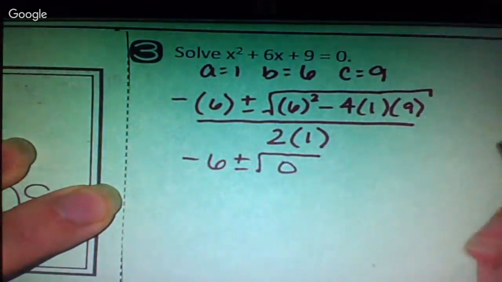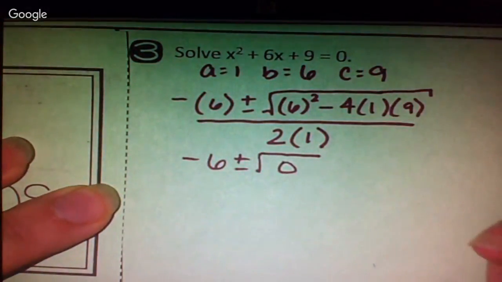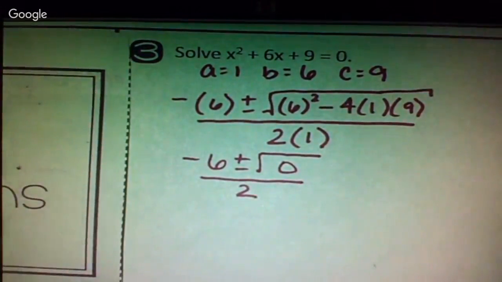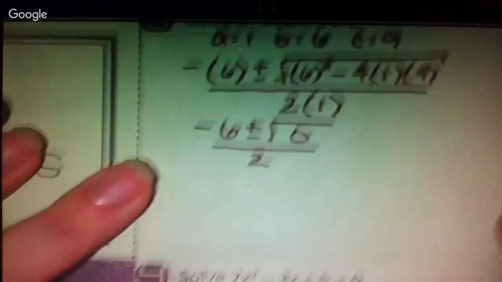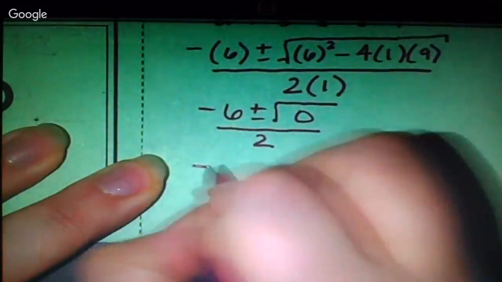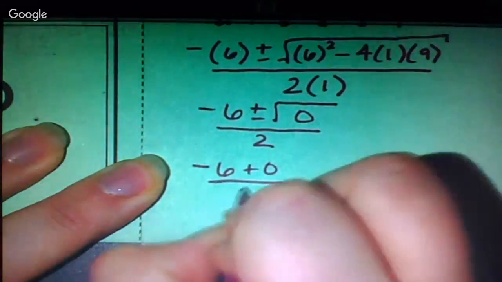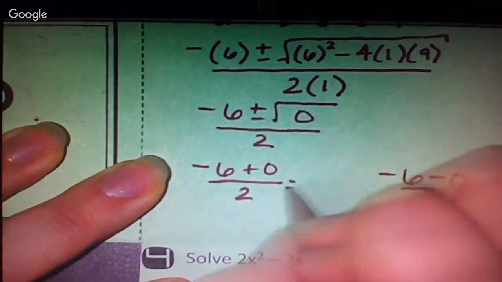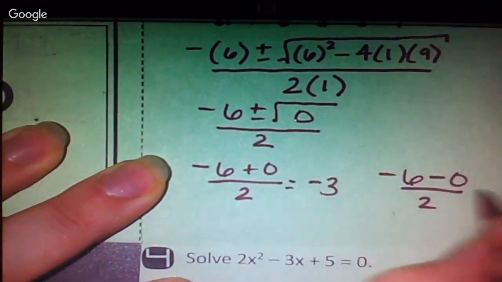Jalecia said, Miss Smith, why does this equal 0? And that's all over 2. What does it mean when my discriminant equals 0? One solution. Because what's the square root of 0? 0. So, if I would try to split this into 2, we would get negative 6 plus 0 divided by 2 and negative 6 minus 0 divided by 2.